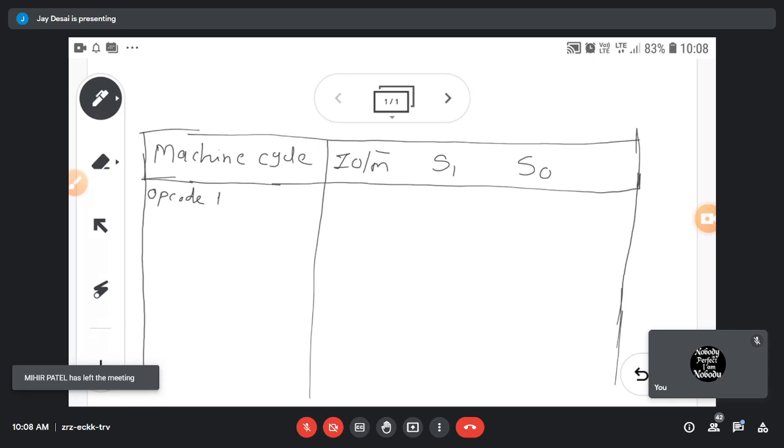Now first is opcode fetch. IO slash M bar is 0 and S1 and S0 are 1 1. It means that when IO slash M bar is 0, the logic at the S1 pin is 1 and the logic at S0 is 1, then it indicates the operation of opcode fetch. Second one is memory read.